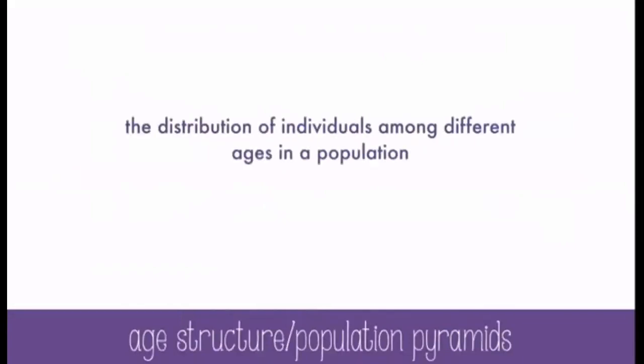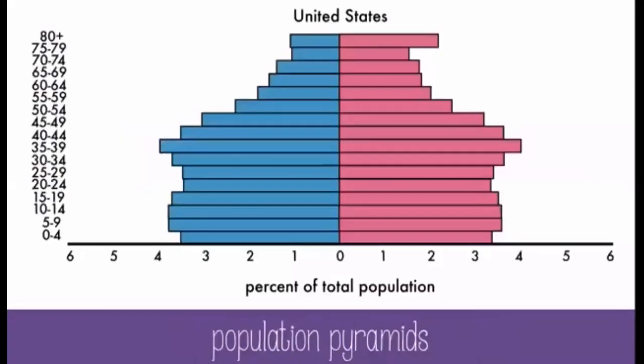The distribution of individuals among different ages in a population is called age structure. Age structures are often represented in graphs or population pyramids. Let's look at a population pyramid. Here's a population pyramid for the United States. It's fairly stable, and it doesn't actually look that much like a pyramid.